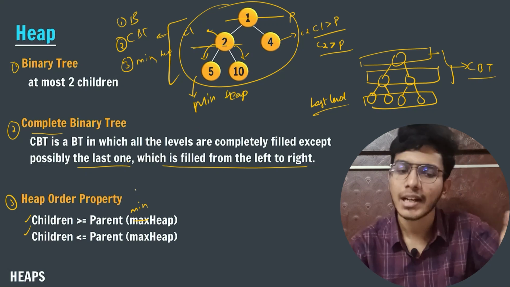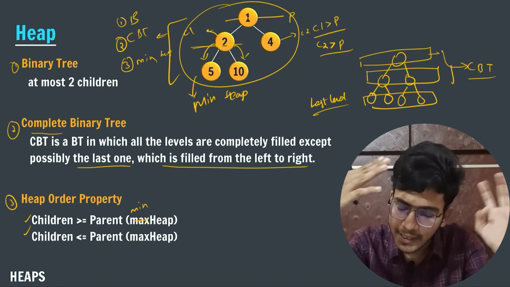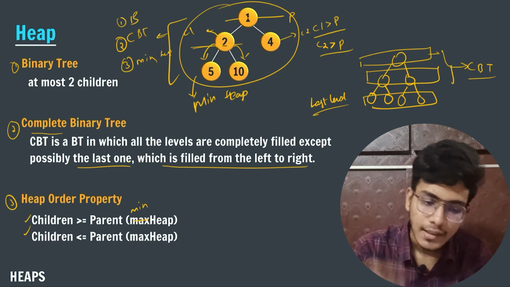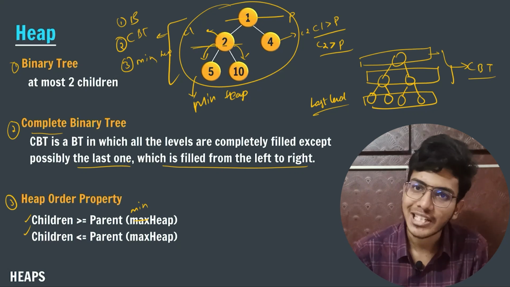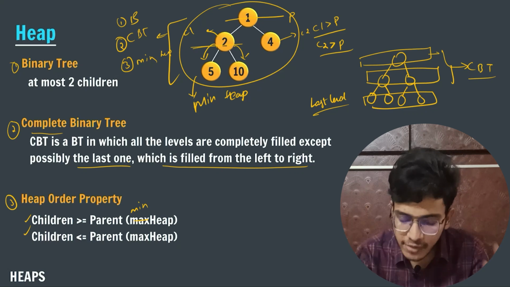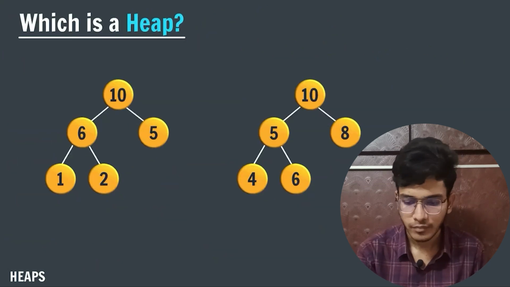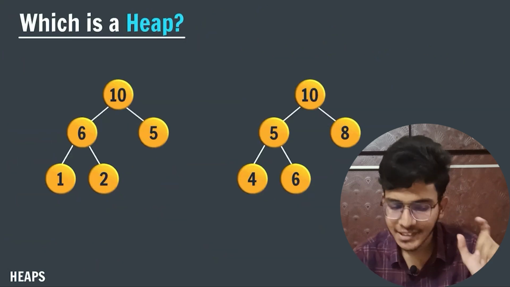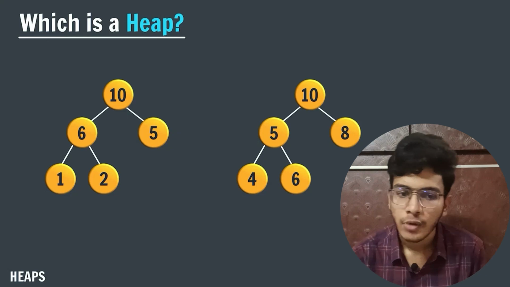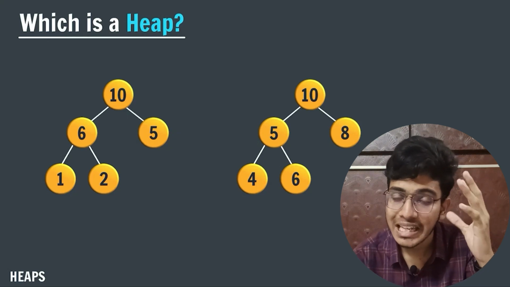Now if I get a condition where, for each and every node, the parent value is greater than the children's values, then it is a condition of max heap. So this is a formal definition, a perfect understanding of what a heap is. Now let us see which of these two structures is a heap or not, and by doing that our understanding of heap will get even better.